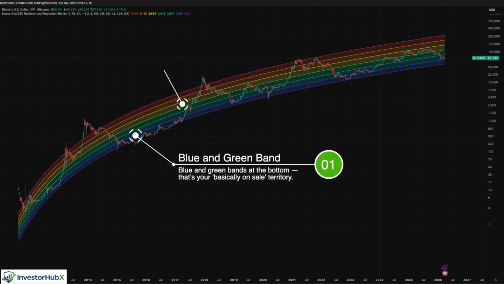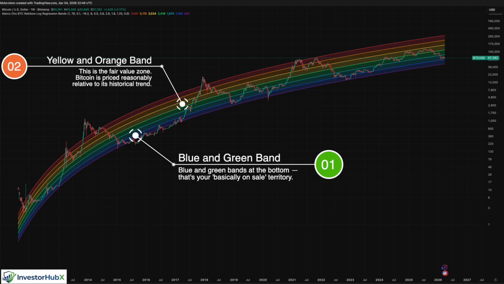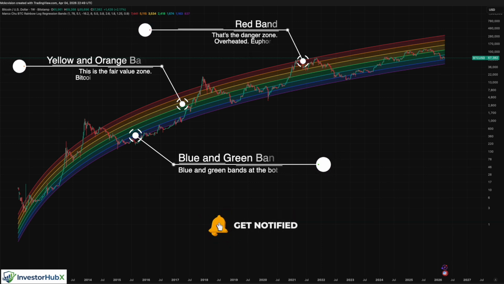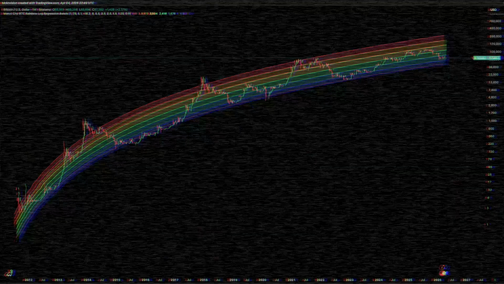The yellow and orange bands in the middle, this is the fair value zone. Bitcoin is priced reasonably relative to its historical trend, neither cheap nor expensive. The red bands at the top, that's the danger zone. Overheated, euphoria. This is where the 2017 and late 2021 peaks happened. If you're buying up here, you're likely buying someone else's exit.